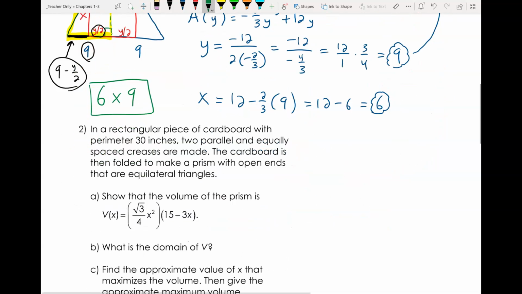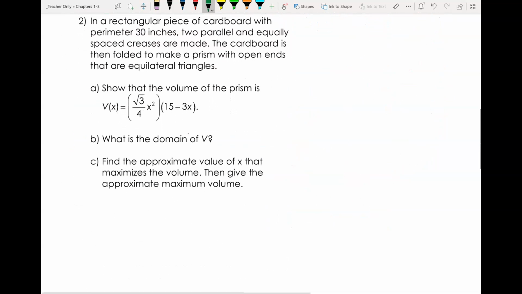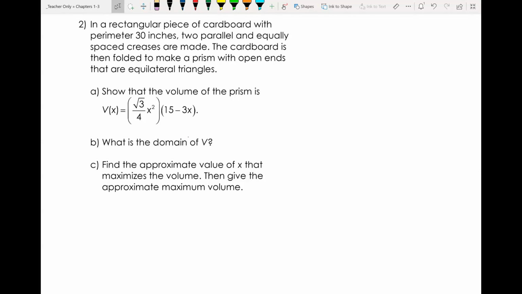Number 2 has this rectangular piece of cardboard, kind of like a problem we did in class, but with a little difference to it. This rectangular piece of cardboard with a perimeter of 30 inches. So let's draw it maybe like this. But it has two parallel and equally spaced creases. So maybe something like this and like that.